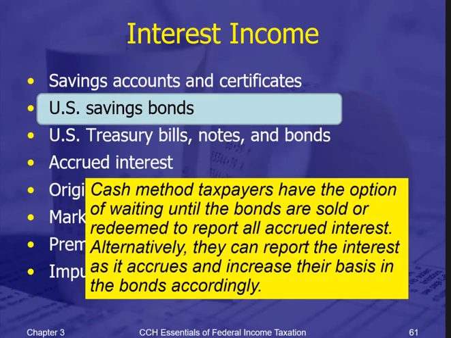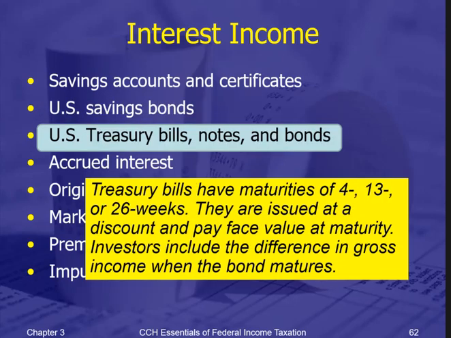U.S. savings bonds, there are a couple of options. You report all accrued interest when sold or redeemed. You can accrue it over time, though no one does it that way, I will tell you. Basically, you buy a savings bond, your grandma pays $50 for it, and when it matures, you take it into the bank and you get $100 or something like that. That $50, that difference, is income.